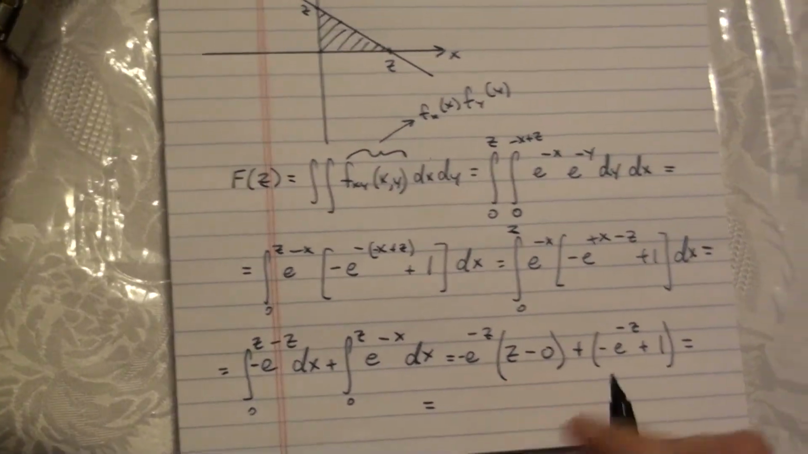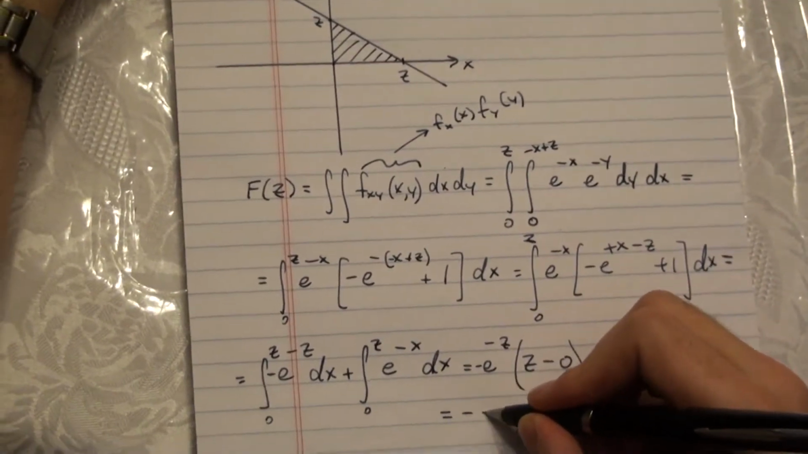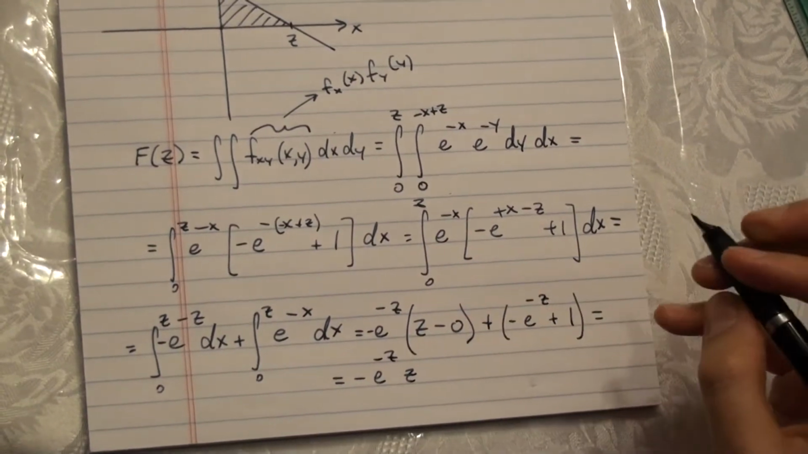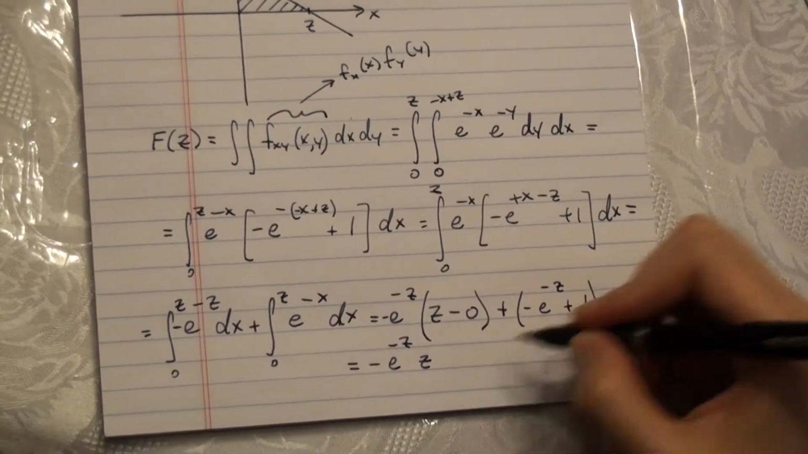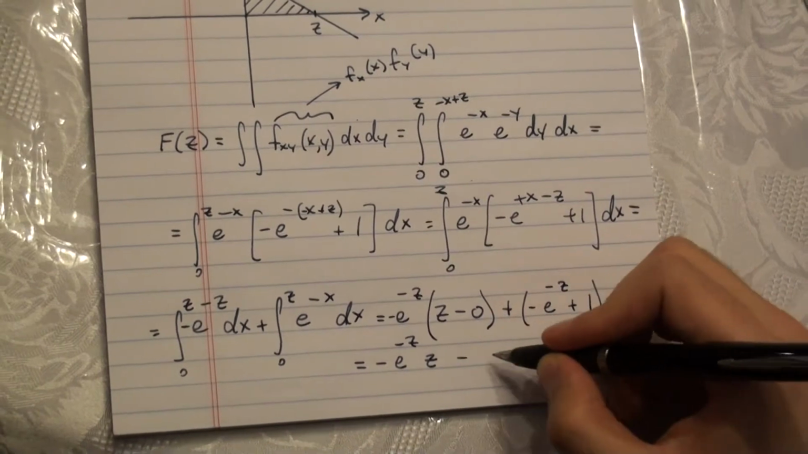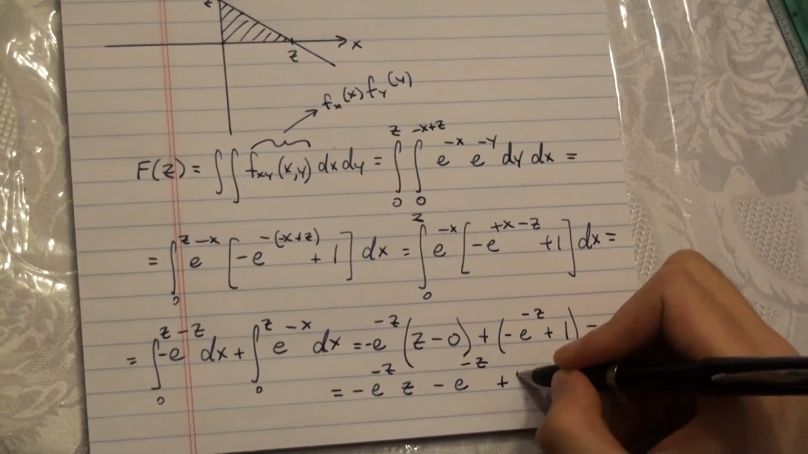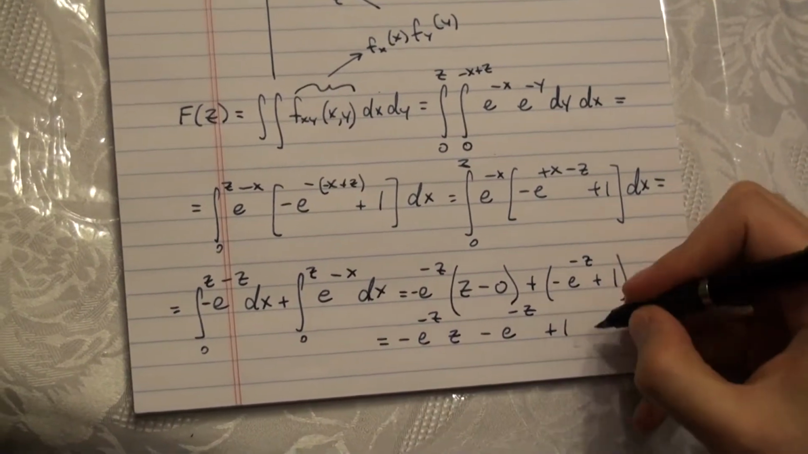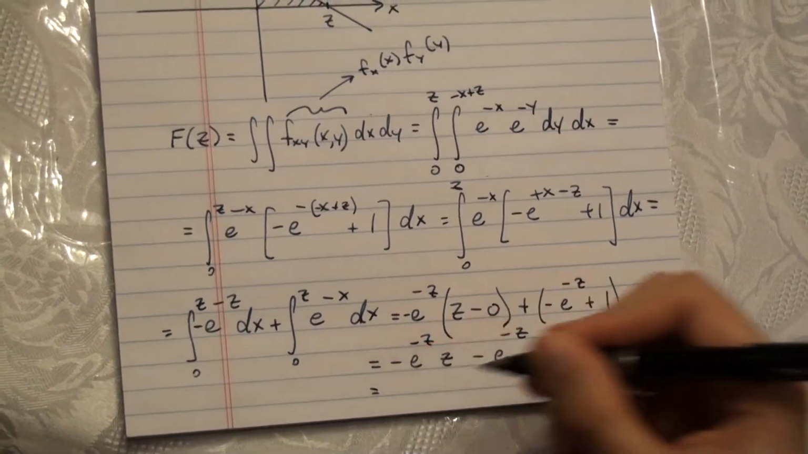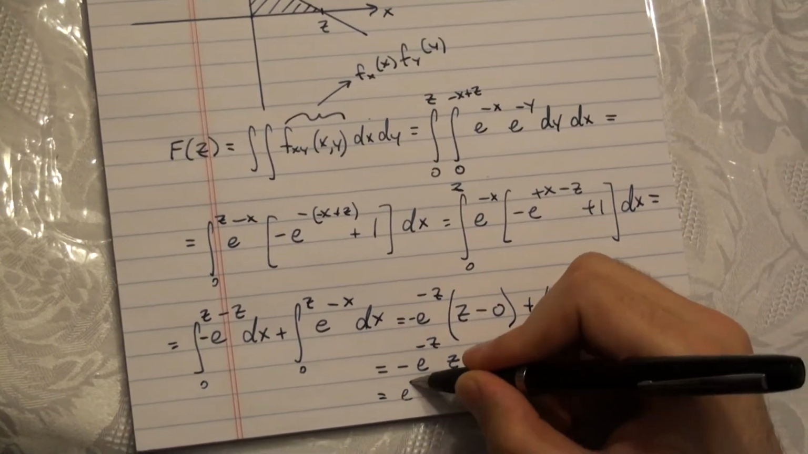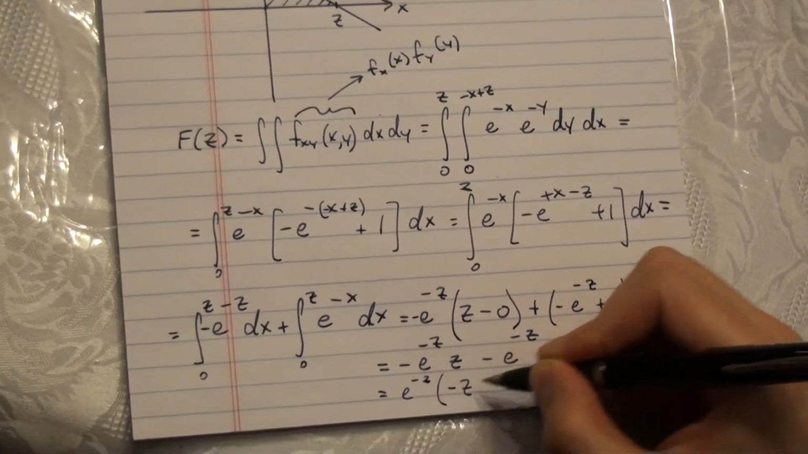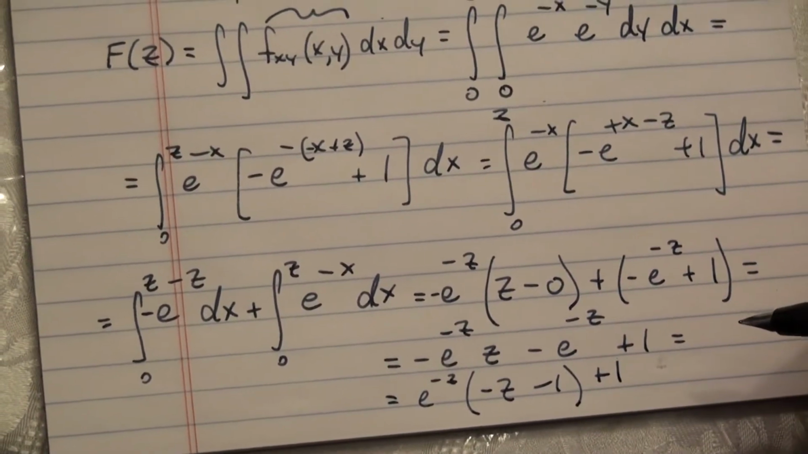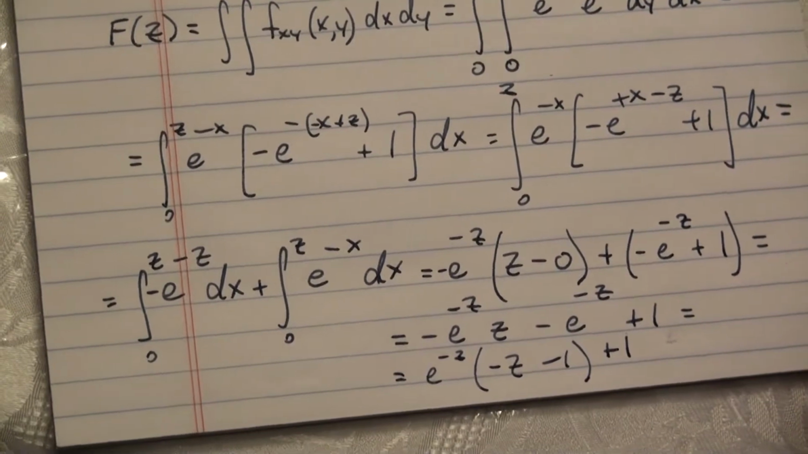So we multiply through here, so we get minus e to the minus z times z. The 0 doesn't matter. Here we get minus e to the minus z plus 1. So I can pull out e to the minus z because it's a common factor. I take out e to the minus z, and I'm left with minus z minus 1 plus 1. Let's see.